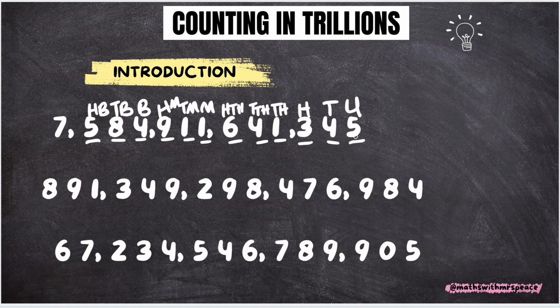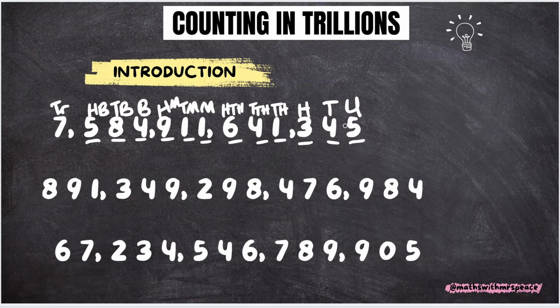So after the 12 digits, counting from behind, the next place value is going to be trillion. Since we already have T representing tens, I think I'm going to write that as TR. So we know that's trillion. So to read this number, this is going to be 7,584,911,641,345. So that's how to identify numbers in place value trillion.